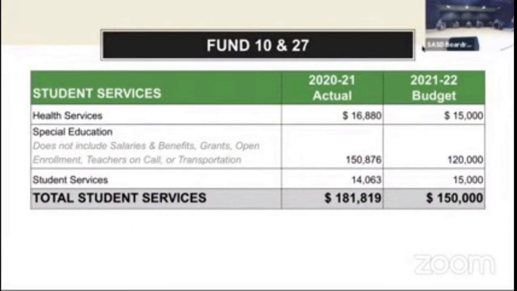Student services has some slight decreases. This budget is more likely to ebb and flow in the special education based on the needs of some of our students. Next slide, please.